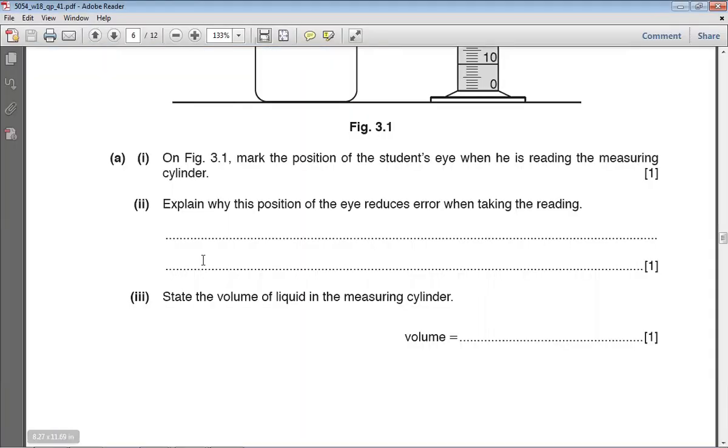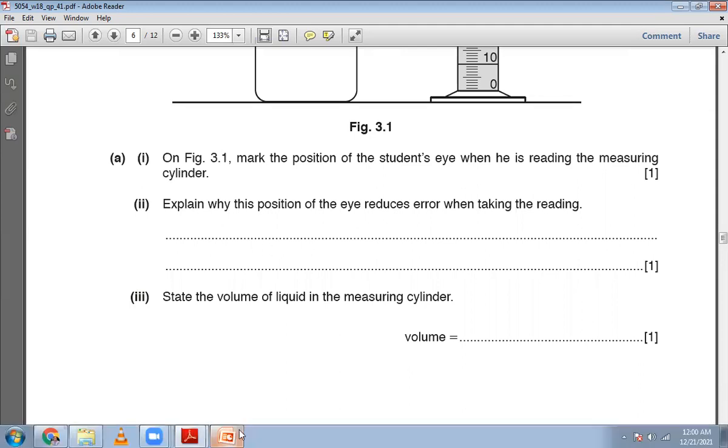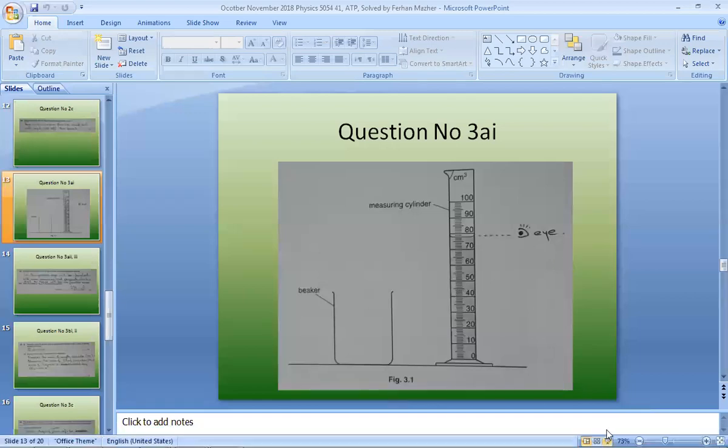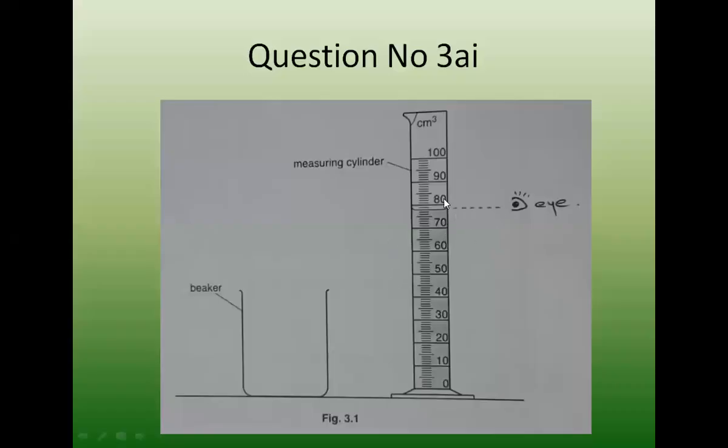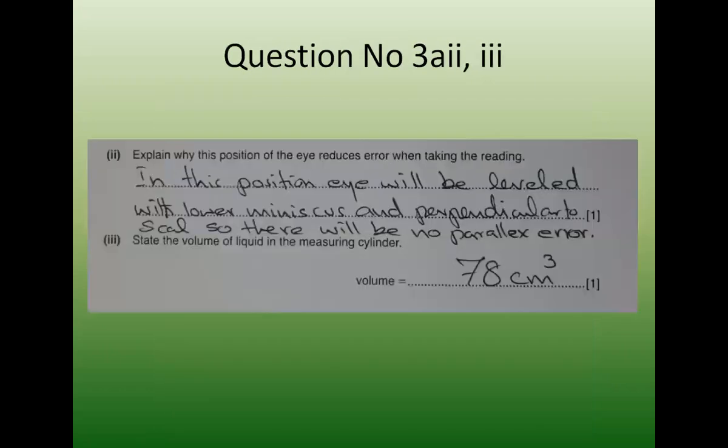And then we have a question. Explain why this position of the eye reduces the error when taking the reading. So when the eye is at this level, you're exactly perpendicular to the scale and your eye is leveled with this position where you have to read the reading. It reduces the chances of parallax error. In this position, the eye will be leveled with the lower meniscus and perpendicular to the scale, so there will be no parallax error. That's the reason.